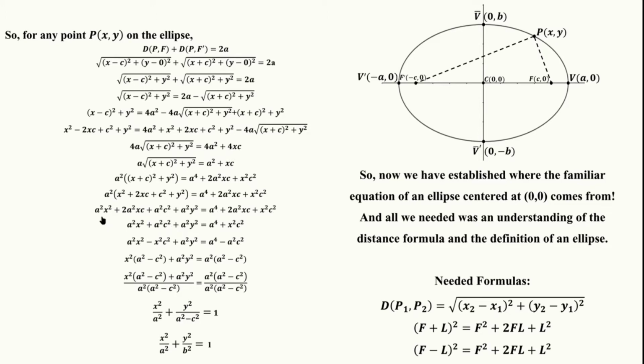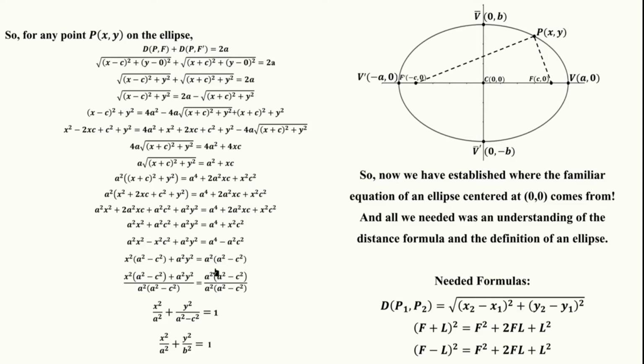So now we have a squared x squared plus a squared c squared plus a squared y squared. We notice these two terms, the 2a squared xc, are going to cancel out, because we have the exact same term on both sides. On the other side, we just have a to the 4 plus x squared c squared. Now if we move that x squared c squared to this side, and also move this a squared c squared to the other side, you'll see that we have a common factor of x squared, which we can factor out to leave us a squared minus c squared. And on the other side, we can factor out an a squared to leave us a squared minus c squared as well.